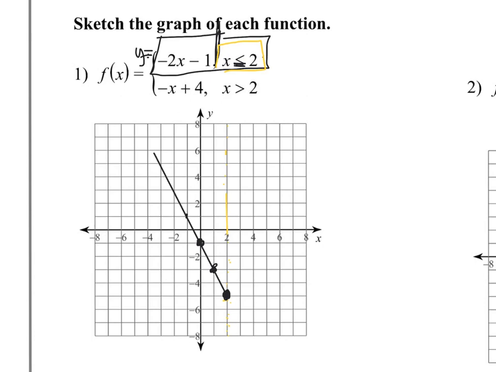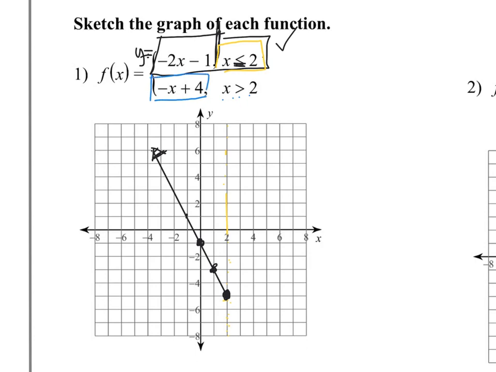Okay? I'm going to just put a little arrow, because it's going to continue on forever in the negative direction. So that is our first graph. Now we need to go back and plot the other portion, which is our negative x plus 4. And that is only true where our x's are greater than 2.